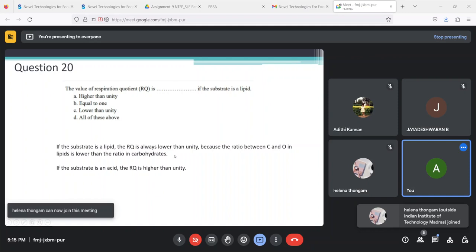And when you're dealing with organic acids as a substrate, your C by O ratio is greater than 1. So your RQ is also greater than 1. Hope this is clear. You can refer back to the first question again, which is a numerical based on RQ only. So RQ is normally assumed to be 1 if your metabolic substrates are carbohydrates. So the answer to this question is lower than unity, or lower than 1.